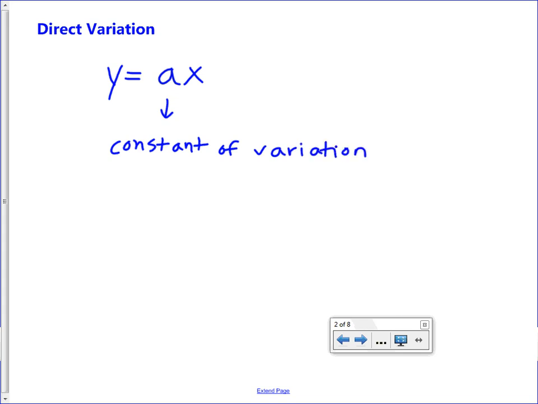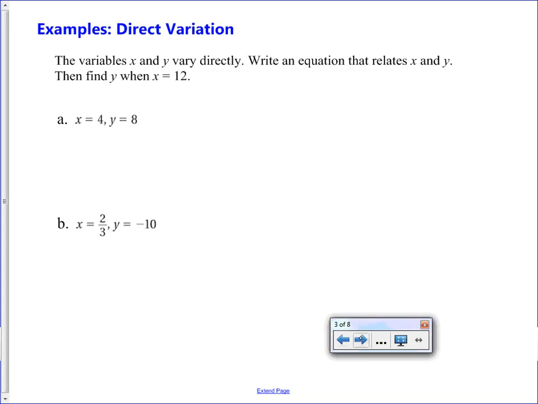And like I said, it's going to be some number. It can be a fraction, it can be a whole number, but it's something that's going to be multiplied by x to give you y. So this is an example of x and y being related directly. The examples that you'll have to do will tell you the variables x and y vary directly. Write an equation that relates x and y, and then find y when x equals 12.